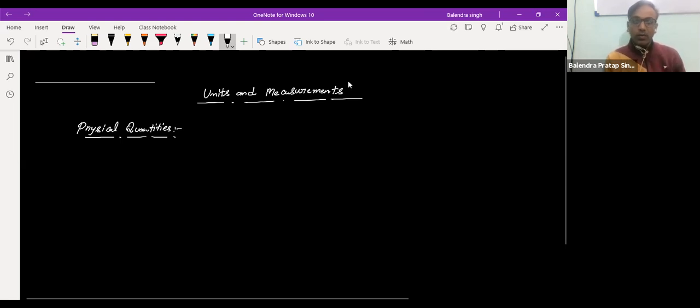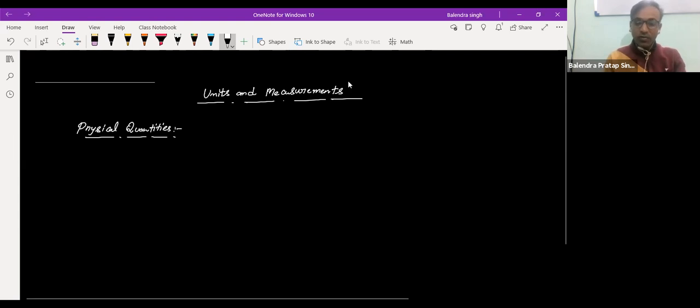Okay. So physical quantities are basically those quantities in terms of which we define laws of physics. Some physical quantities are fundamental quantities such as length and mass, and some are derived quantities. We derive these quantities on the basis of the fundamental quantities. Okay, so I'm going to clarify the meaning of physical quantities.